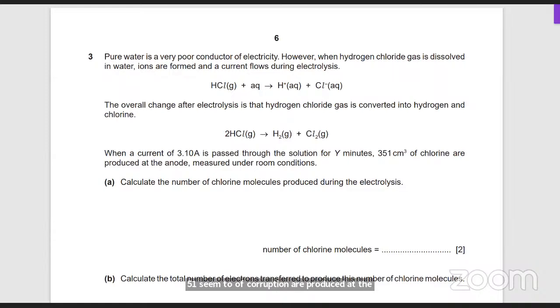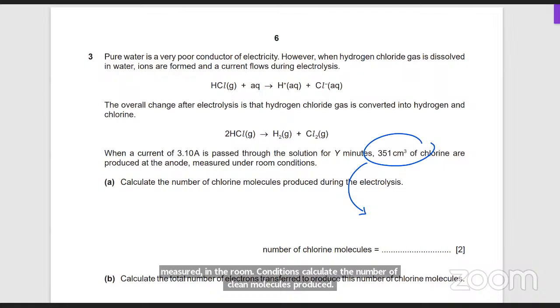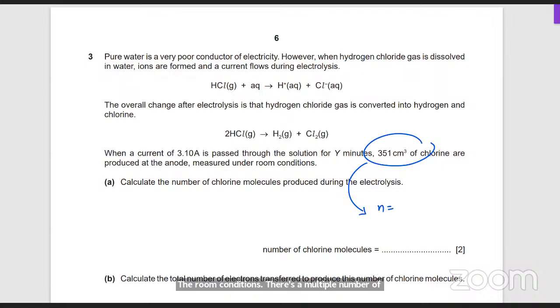तो रूम कंडीशंस है ना, तो मोल्स निकाल लो कितने मोल्स है. पहले तो मोल्स निकाल, नंबर ऑफ क्लोरीन. हाउ डू यू कैलकुलेट मोल्स? मोल्स होगा 351 डिवाइडेड बाय 24,000. तो क्या आ रहा है? कितने मोल्स आए? सर 8.8 into 10 power 21.